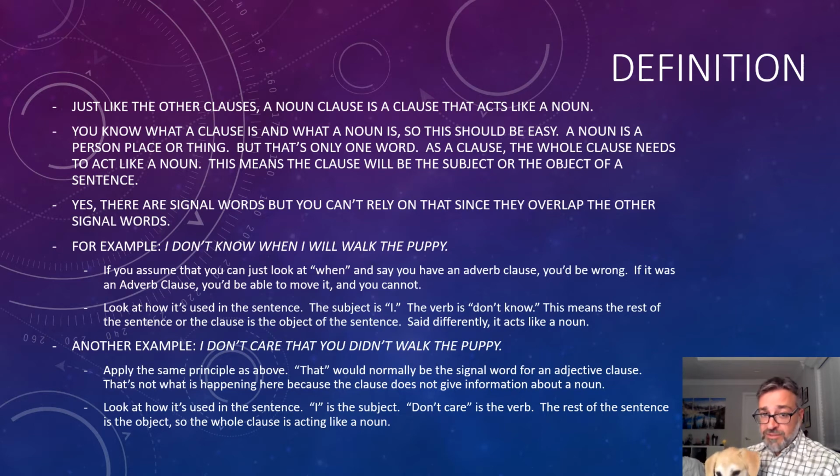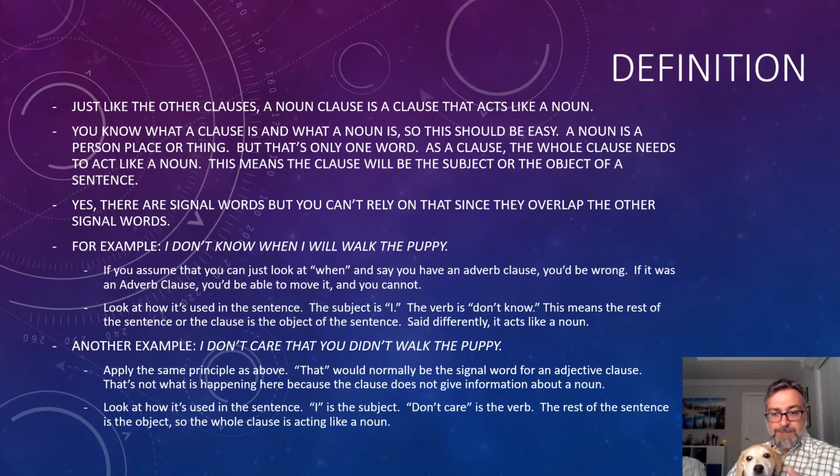Just like the other clauses, a noun clause is a clause that acts like a noun. That's easy enough. At this point, you know what a clause is. A clause is a subject, a verb, and an object. And you know what a noun is. A noun is a person, place, or thing. But that's only one word. You need to think of a noun clause as the whole clause. And so in order for the whole clause to act like a noun, that means it has to be the subject of the sentence or the object of the sentence.